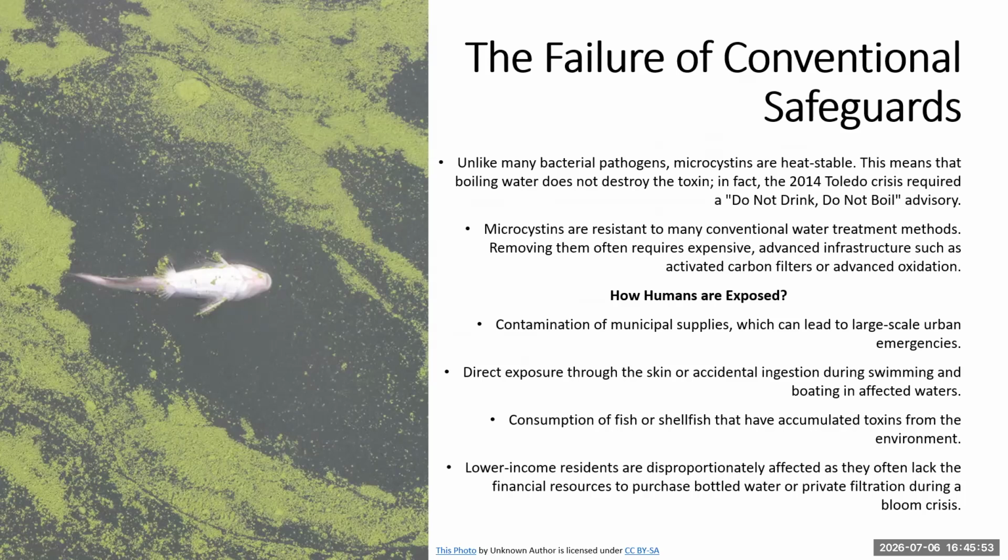Another challenge is that these toxins are difficult to remove. Unlike many bacteria, microcystins are not destroyed by boiling. So, simply boiling contaminated water does not make it safe. Effective removal often requires advanced and expensive treatment technologies. People can be exposed through contaminated drinking water, recreational activities like swimming, or by eating contaminated fish and shellfish. During major bloom events, vulnerable and low income communities are often affected the most because they may not have access to alternative sources for safe drinking water.